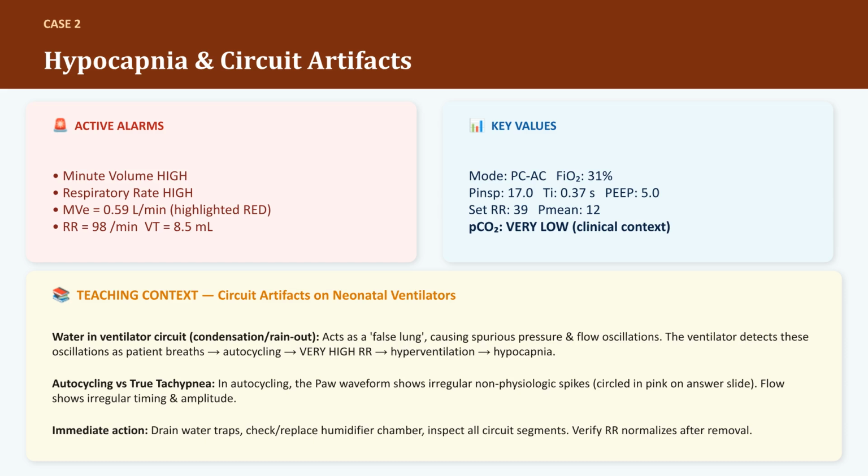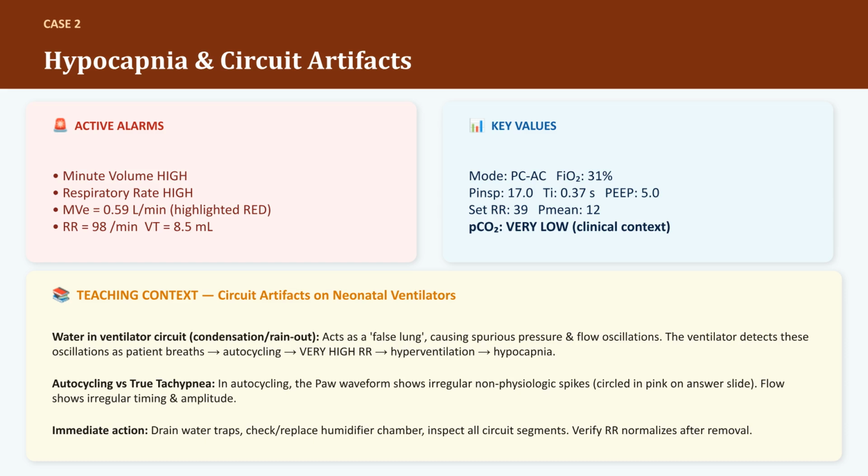Water in the ventilator circuit, condensation, acts as a false lung, causing spurious pressure and flow oscillations. The ventilator detects these oscillations as patient breaths, which leads to autocycling, which in turn leads to very high RR and hyperventilation, resulting in hypocapnia.